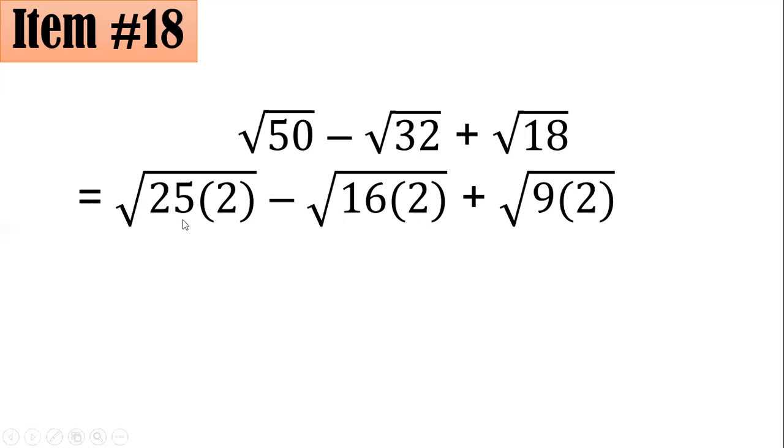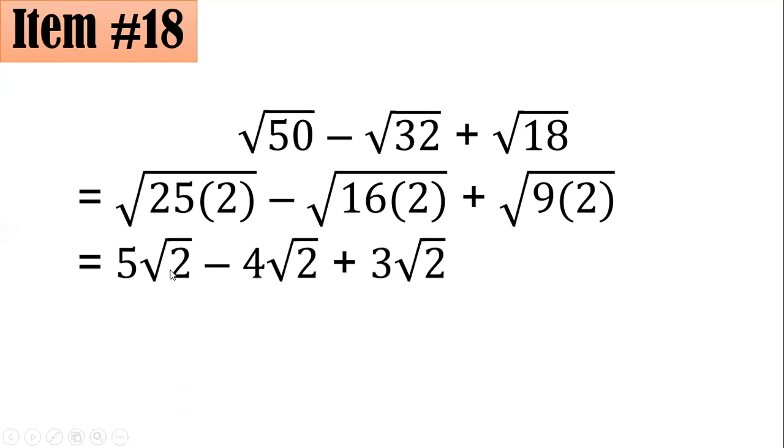You see here that the square root of 25 is 5, but since 2 is not a perfect square, it should stay inside the radical sign, or it should be your radicand. The same thing is done here. 16 square root of 2 simplifies to 4 square root of 2. 9 square root of 2 simplifies to 3 square root of 2. So you see they are now similar radicals because they have the same radicand here, which is 2.